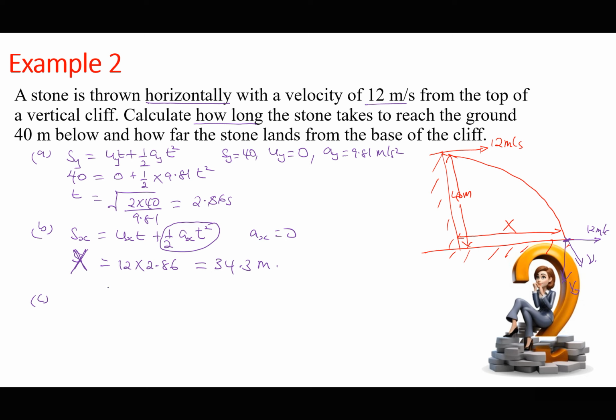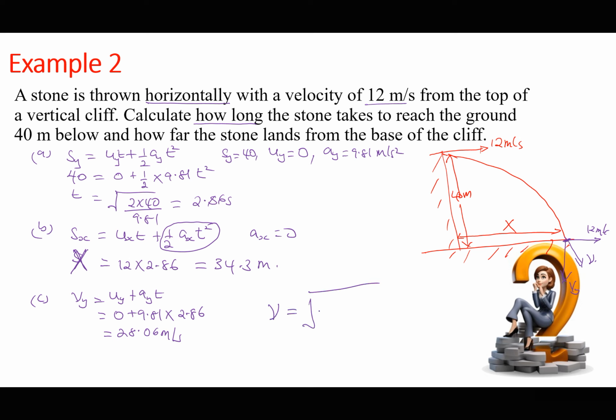So velocity in the horizontal, velocity in the vertical with which it collides or it hits the ground is initial velocity in the vertical plus acceleration in the vertical times t. So this becomes initial velocity in the vertical, remember, was 0 plus 9.81. The time is 2.86. So the velocity in the vertical with which it hits the ground is going to be 9.81 times 2.86. So this is 28.06 meters per second.